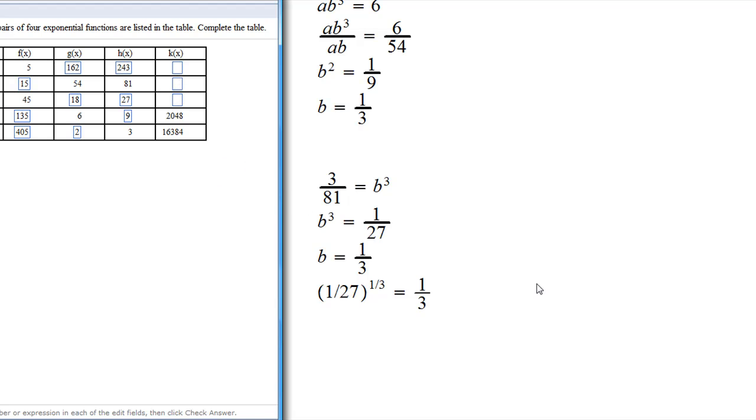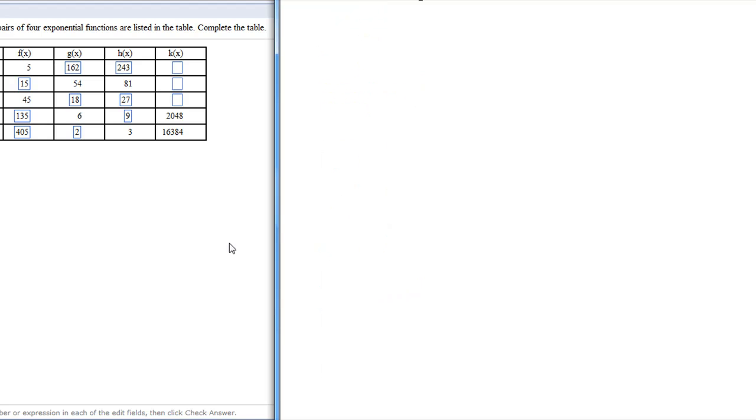All right, now let's look at this one here, the function k of x. Here, from x equals 3 to x equals 4, the function changes from 2048 to 16,384, right? So if we divide 16,384 by 2048, then we should just get the base b, because it just goes up by the value of base. So the base here is 8, and 8 is a pretty big base in this case.